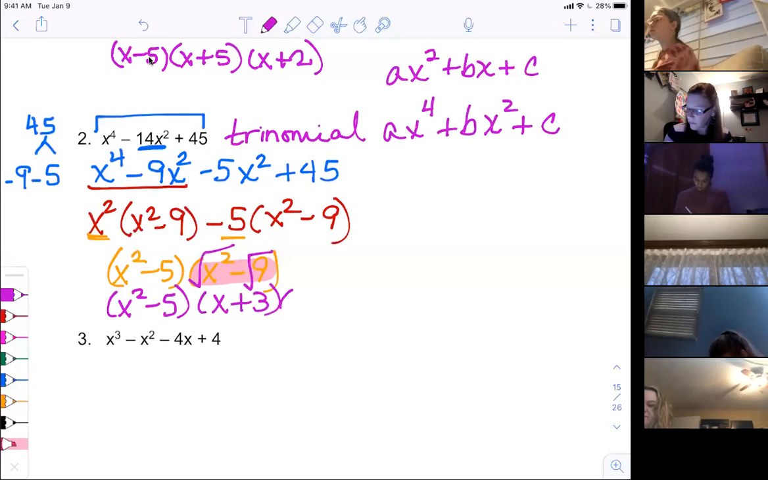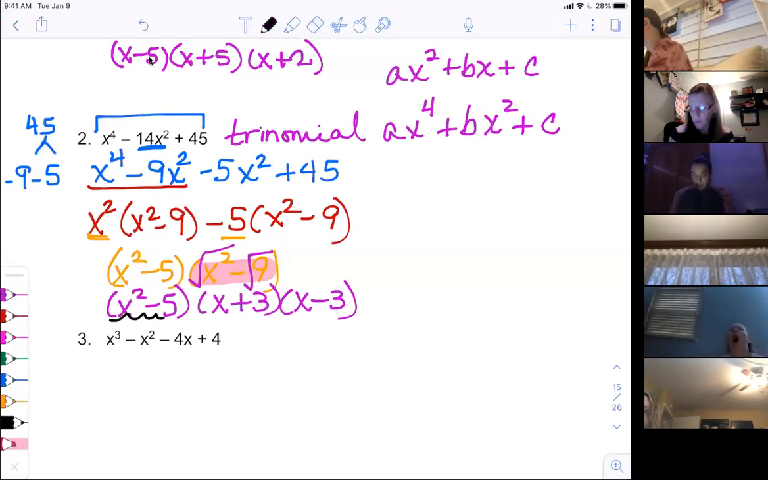Excellent. Nice job. So I cannot take the square root of 5, but we can take the square root of 9. So that one does get broken down. So now it's completely factored. Again, this first one cannot break down because we cannot take the square root of 5. It's not a perfect square.